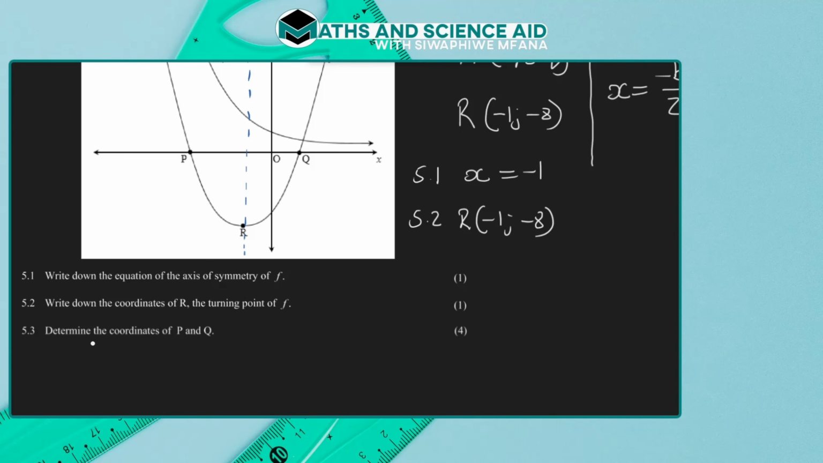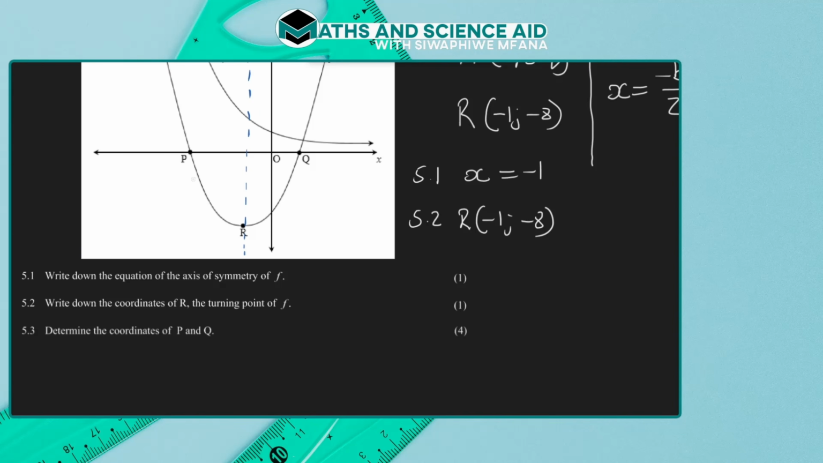5.3 says determine the coordinates of P and Q. And again, this is also very simple because P and Q, as we can see and as it was clarified in the statement, these are the x-intercepts of f.